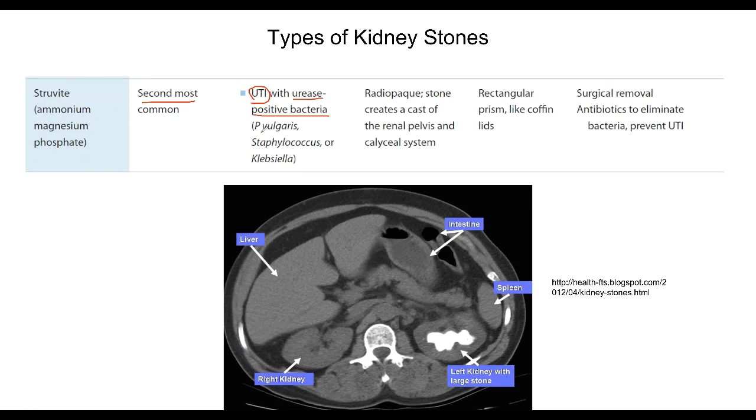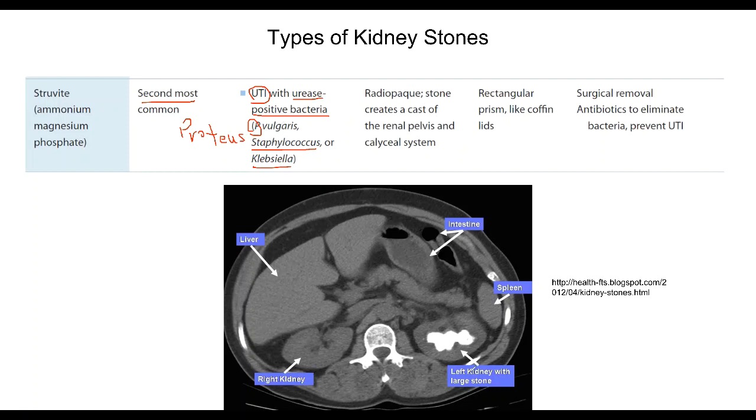Okay, so you need to know these three bacteria. Staphylococcus saprophyticus, Klebsiella, and Proteus. This one, P, stands for Proteus. So you need to know these three bacteria that cause the UTI.